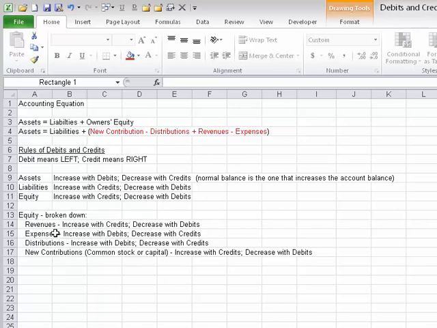Okay, we can break equity down into revenues. They increase with credits, decrease with debits. The expenses go the opposite way. They increase with debits and decrease with credits. Distributions increase with debits and decrease with credits. And new contributions act the same way as revenues, where they increase with a credit and decrease with the debit.